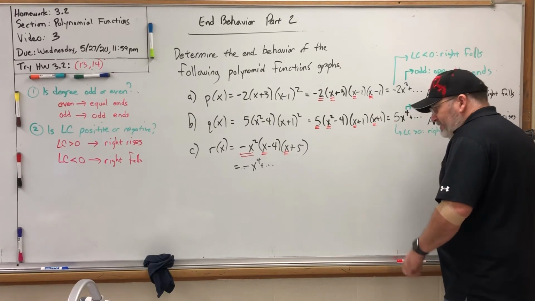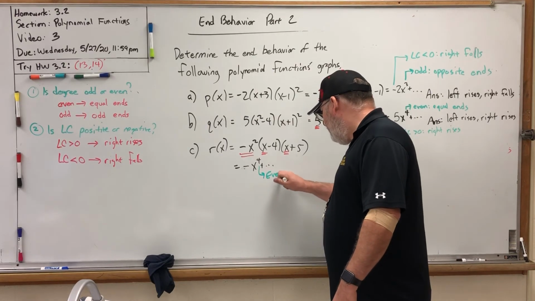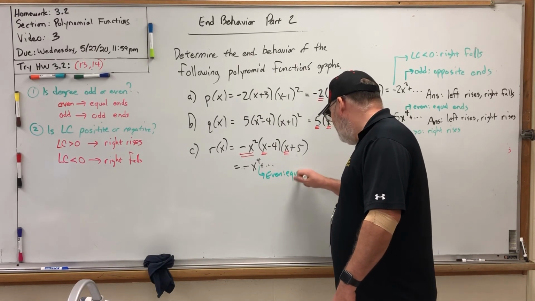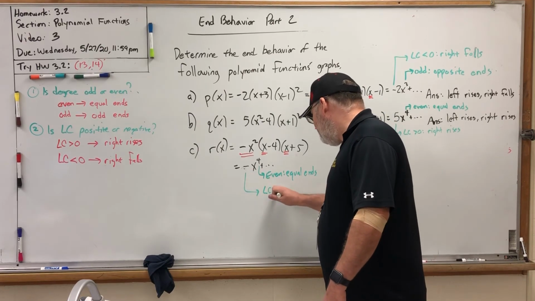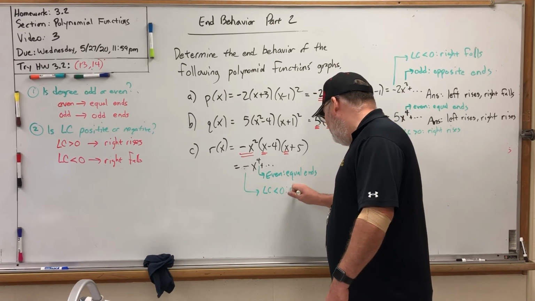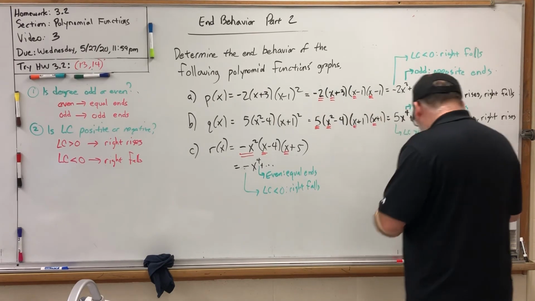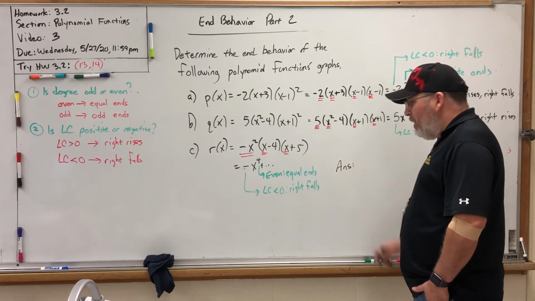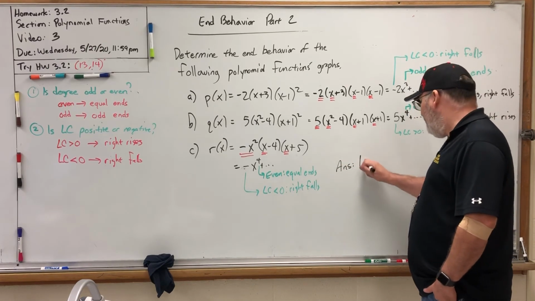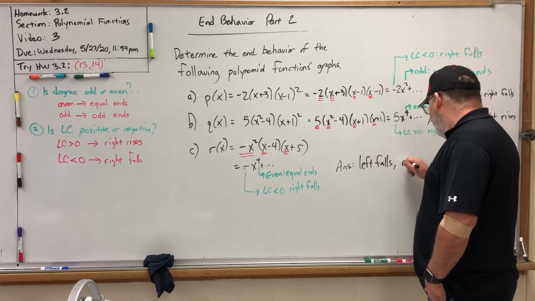All right, so the degree is even. So an even degree means that we have equal ends. And the leading coefficient is less than 0, which means that the right falls. So what does this mean the end behavior is? Well, if the right falls and the ends are equal, then the left falls. And as we've already said, the right falls.